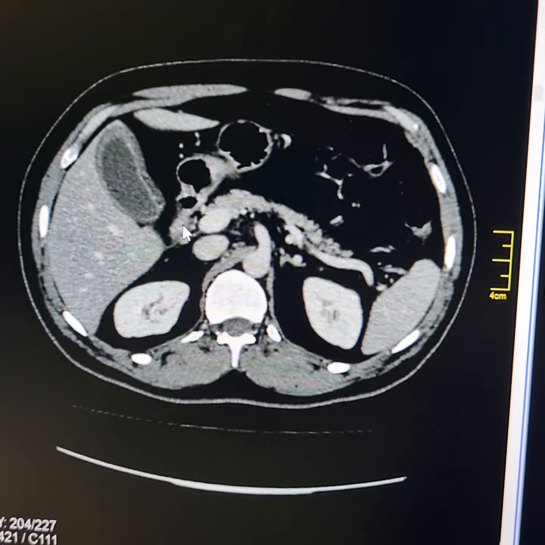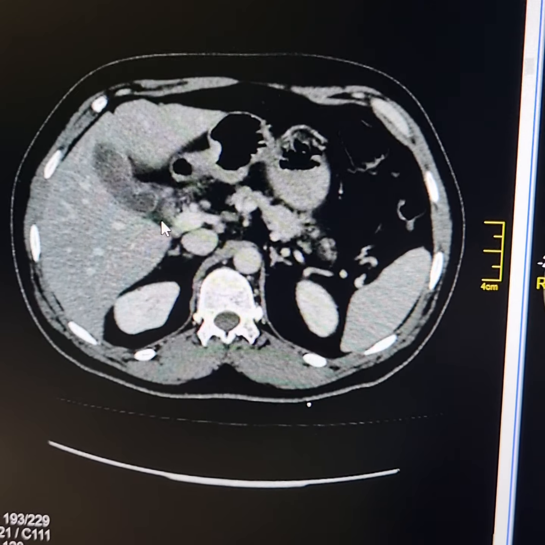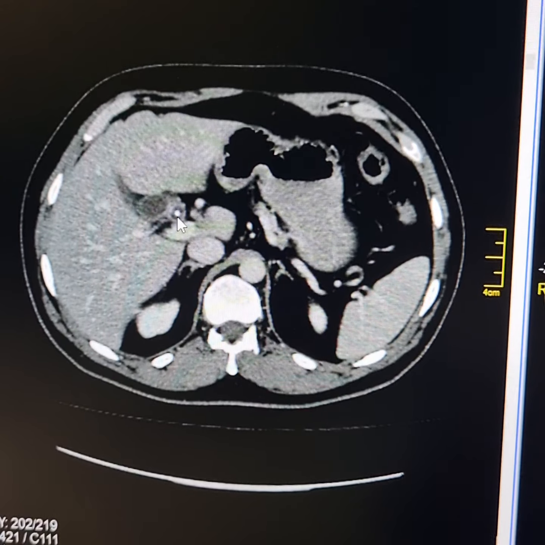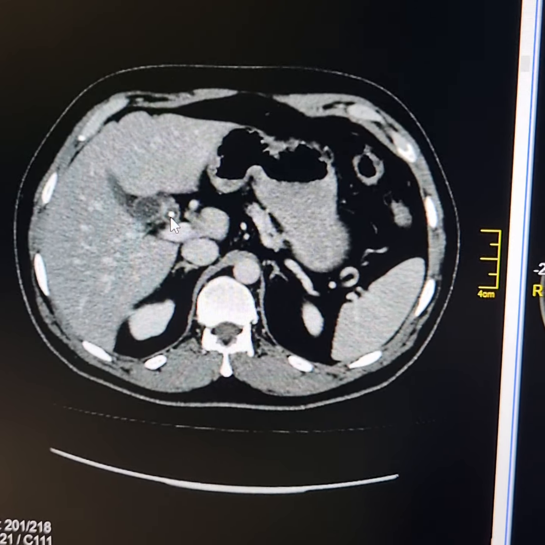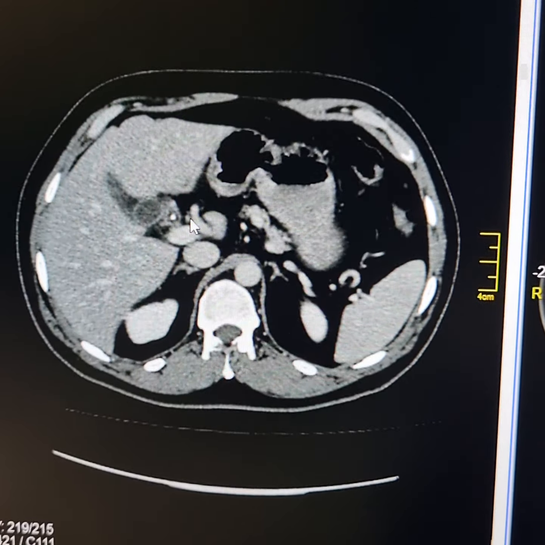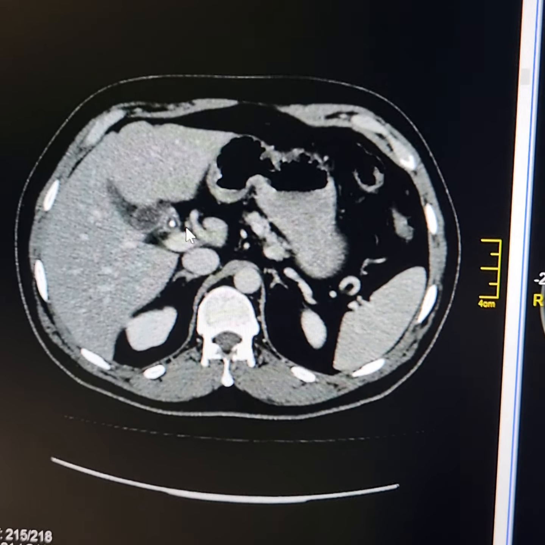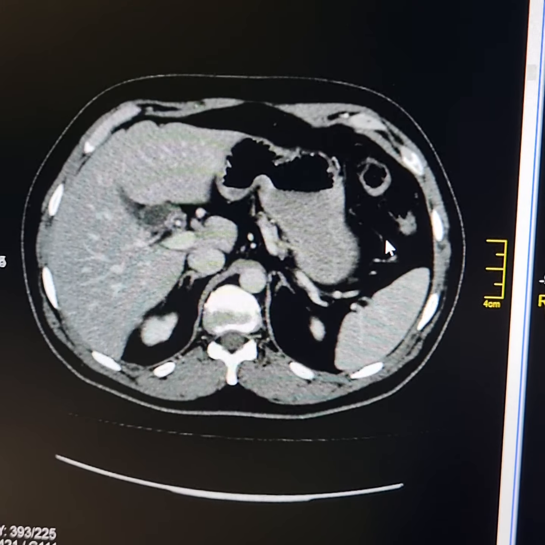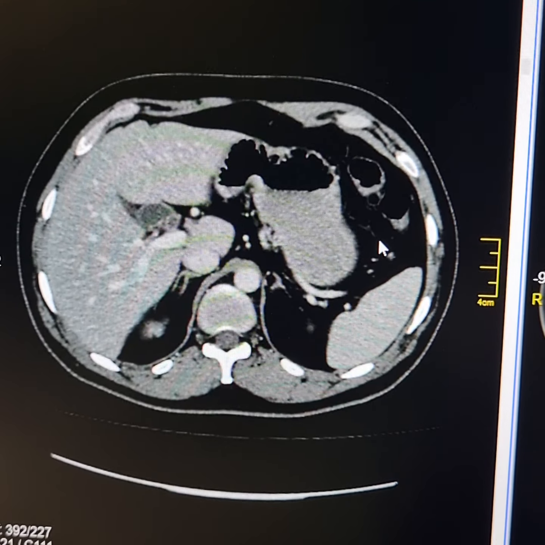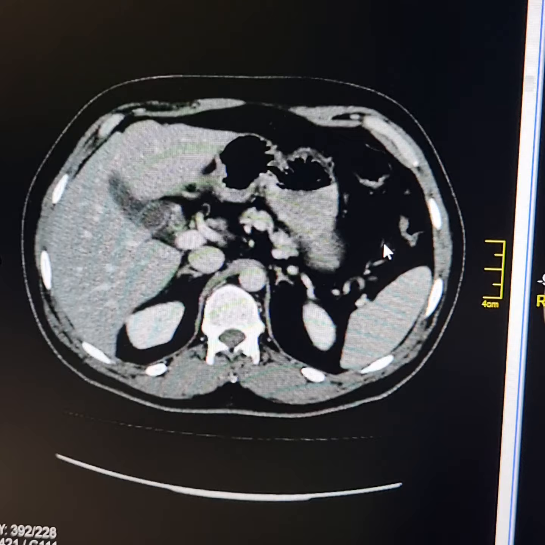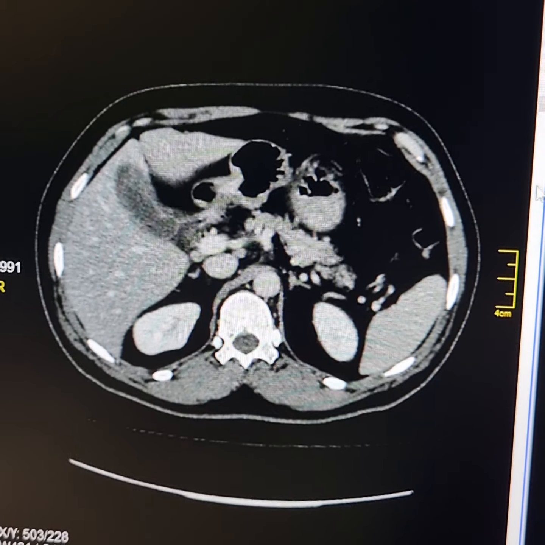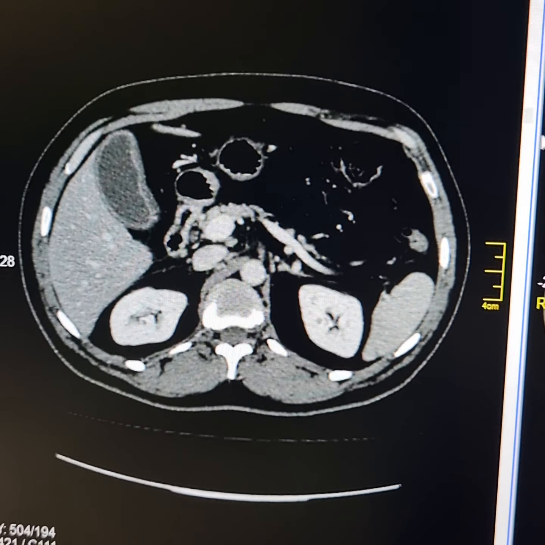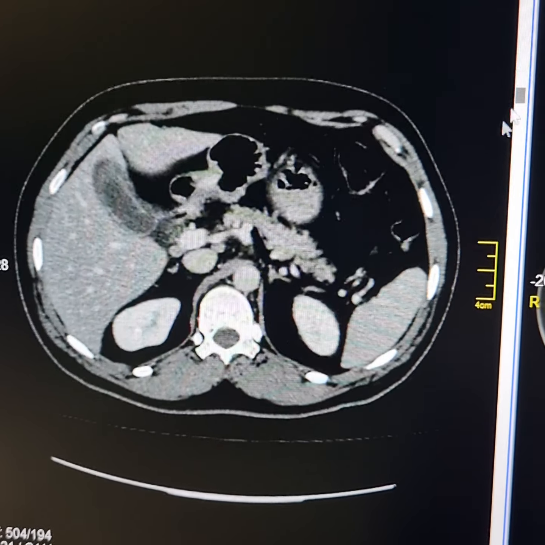Now there is another calculus which is lying here in the region of the neck of the gallbladder. This is the small calculus here. This is the main culprit which has resulted in the acute cholecystitis. Now the adjacent fat planes are normal. Since the patient is having the symptoms and is being treated for the acute cholecystitis, probably the acute inflammatory episode is now over and the density of adjacent fat is almost normal.